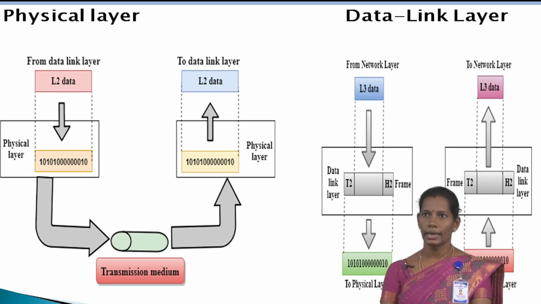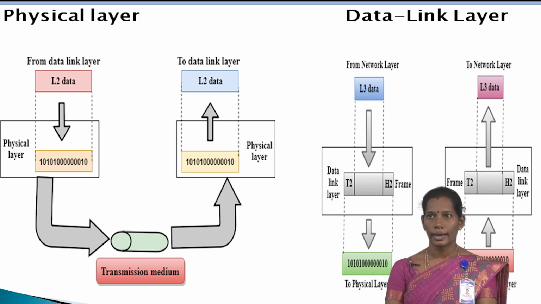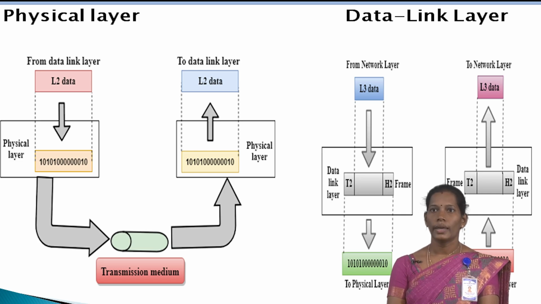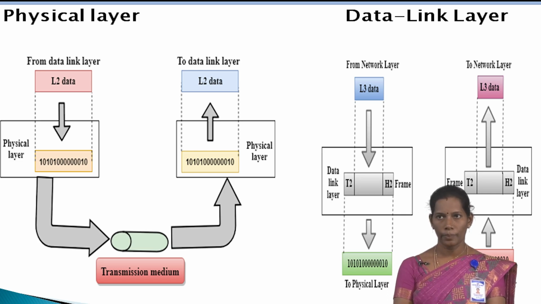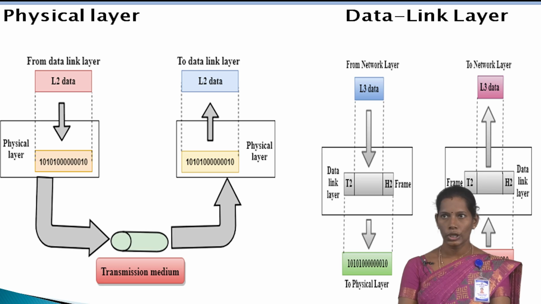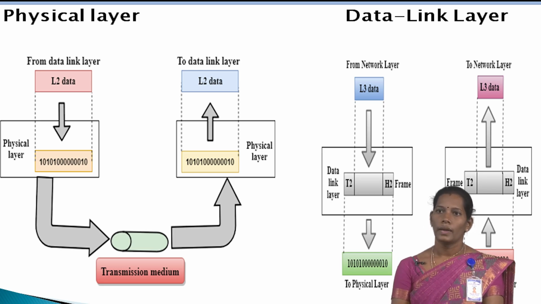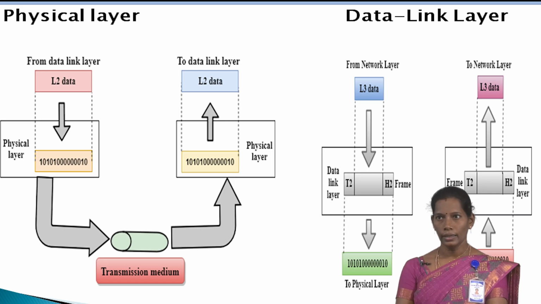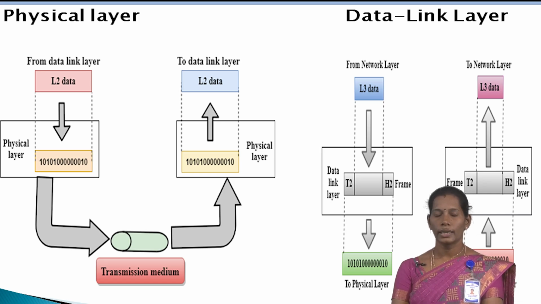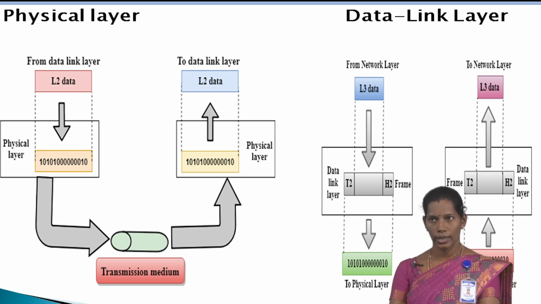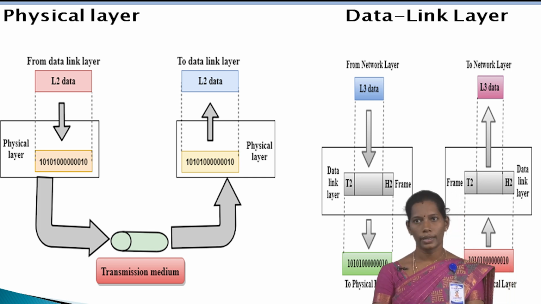The data link layer adds the header and the trailer to the frame. The header which is added to the frame contains the hardware destination and the source address. Physical addressing: the data link layer adds a header to the frame that contains a destination address. The frame is transmitted to the destination address mentioned in the header.